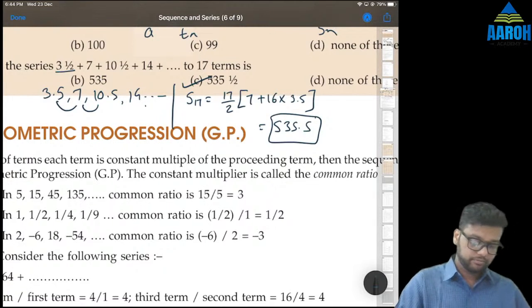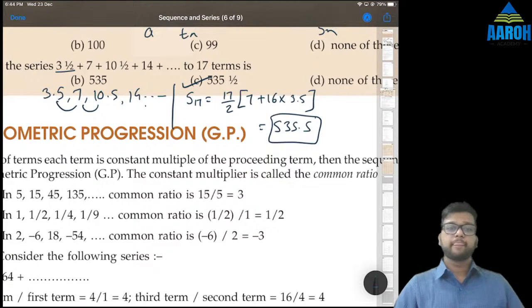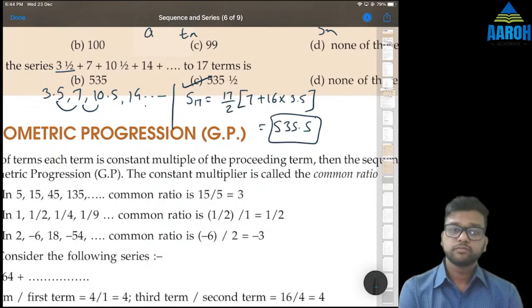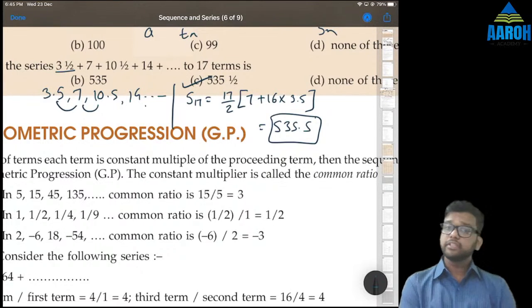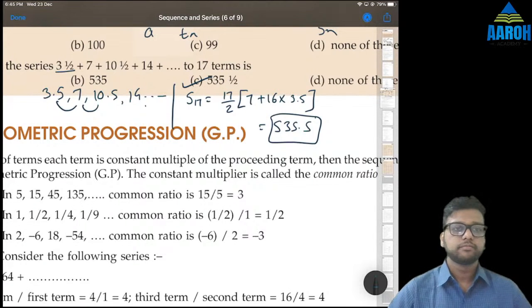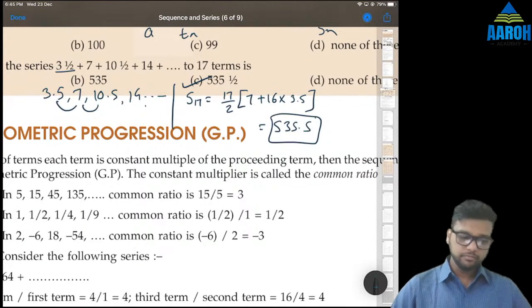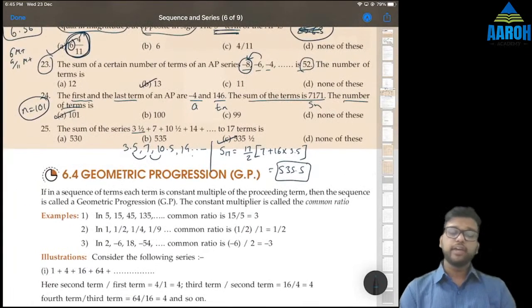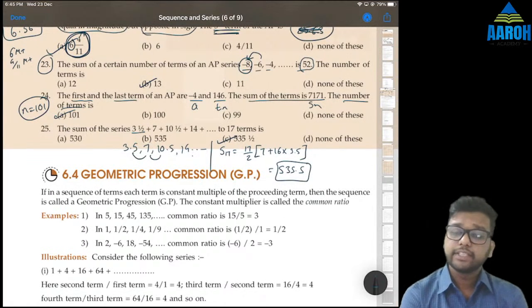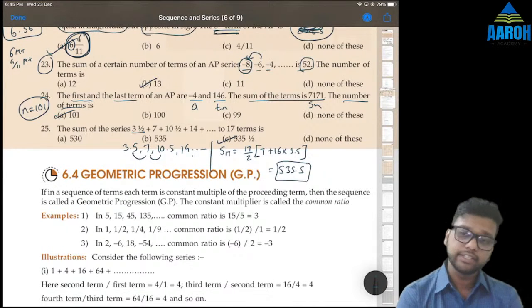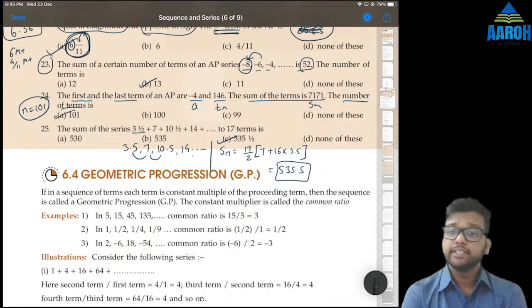Check. So is everyone clear up to this point? Let me know. So this was exercise 6A. In the next lecture we'll go to exercise 6B, which is on GP, and then the combined exercise, which is on AP as well as GP. 25C, that is correct.